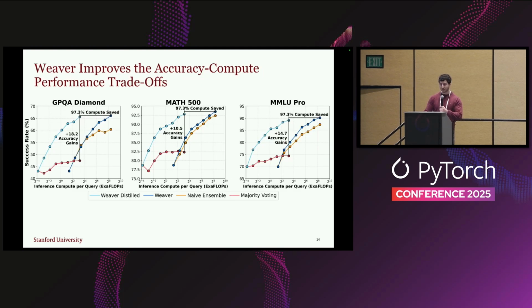We also see that it actually improves the accuracy-compute performance trade-offs. So we wanted to explore, with a given FLOP budget or a given inference compute budget, what's the highest success rate you could get when combining the inference compute for generation and verification.